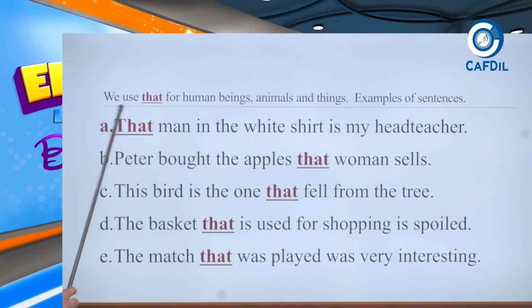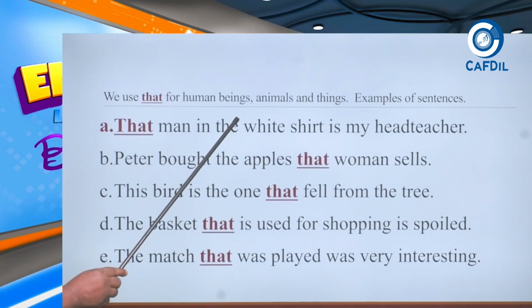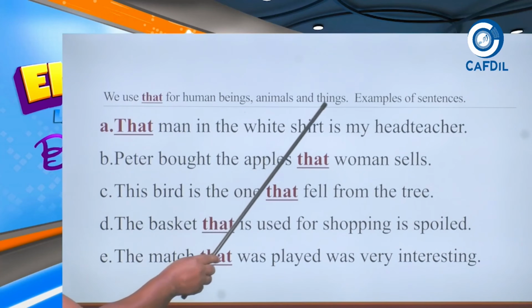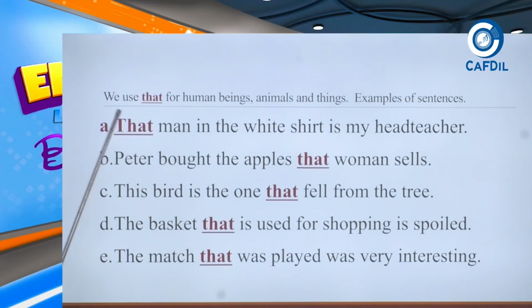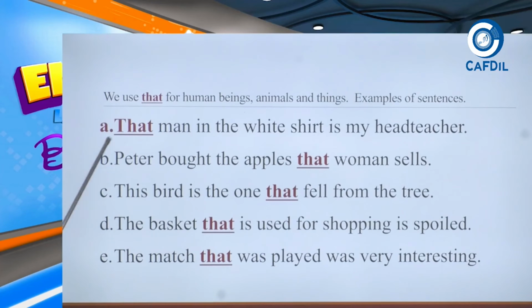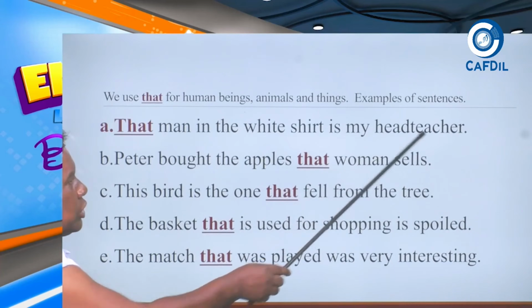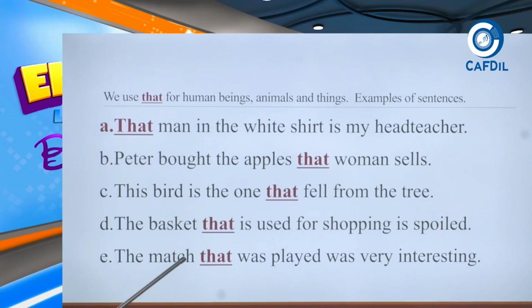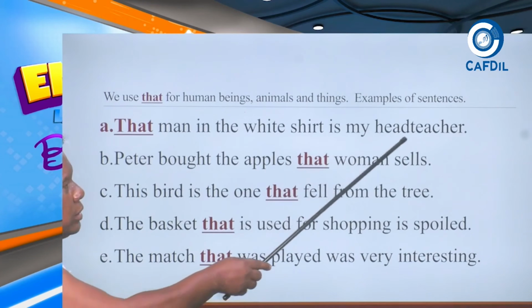Now we use that for human beings, animals, and things. We use that for human beings, animals, and things. Examples of sentences. A. That man in the white shirt is my head teacher. Let's take it again. That man in the white shirt is my head teacher.